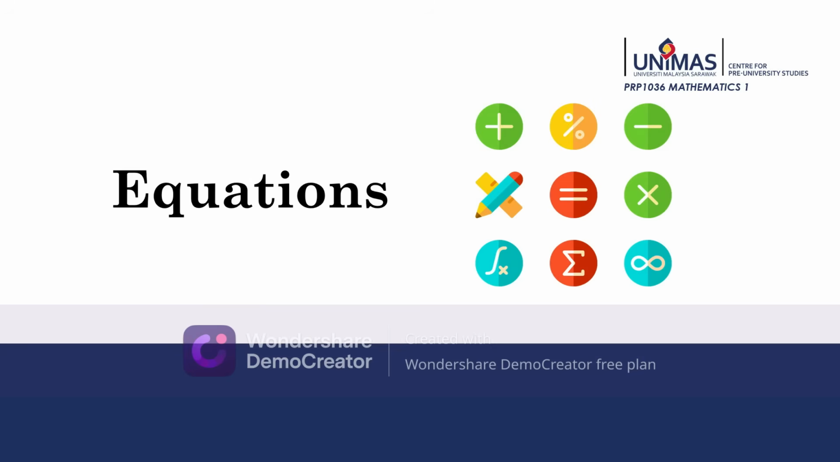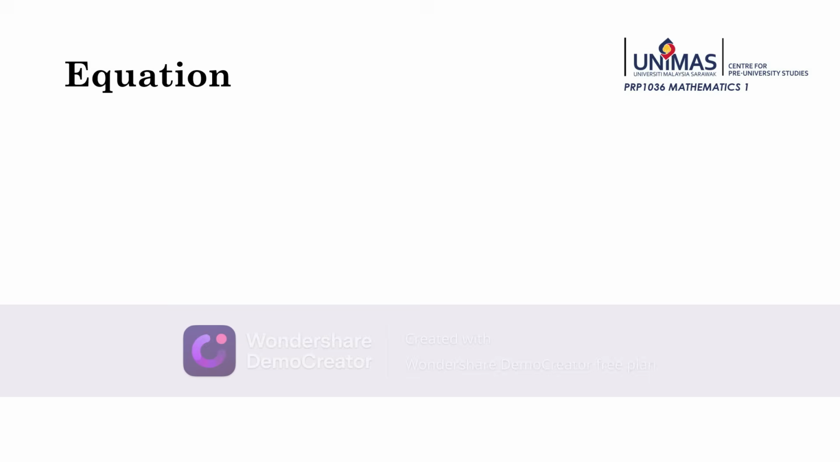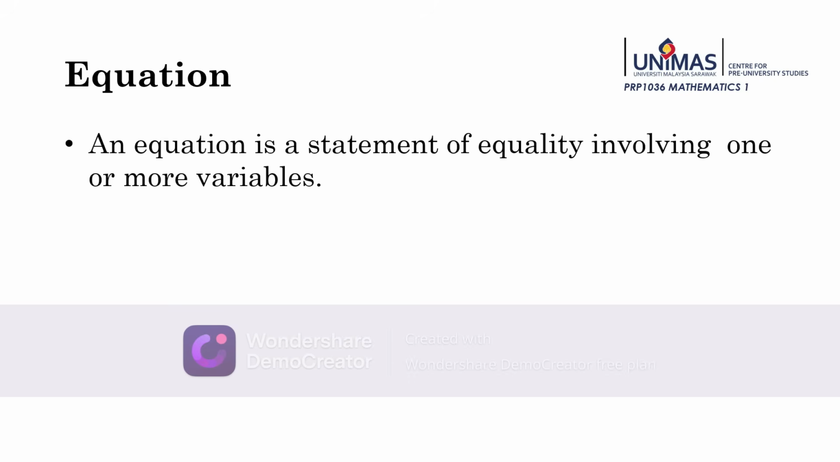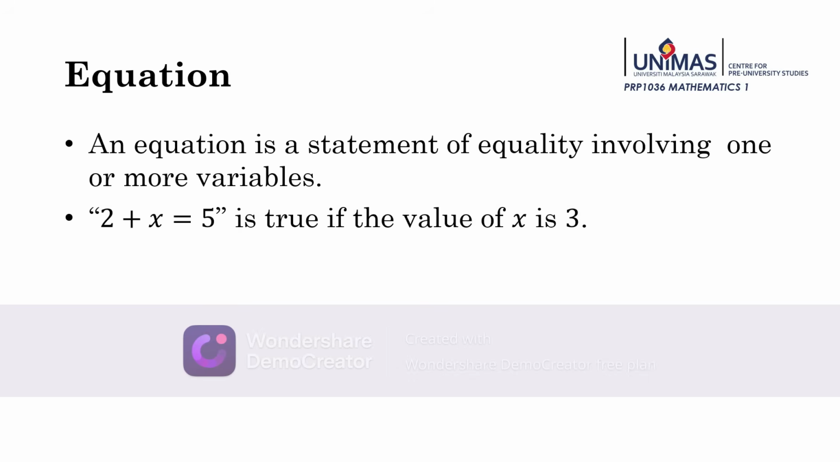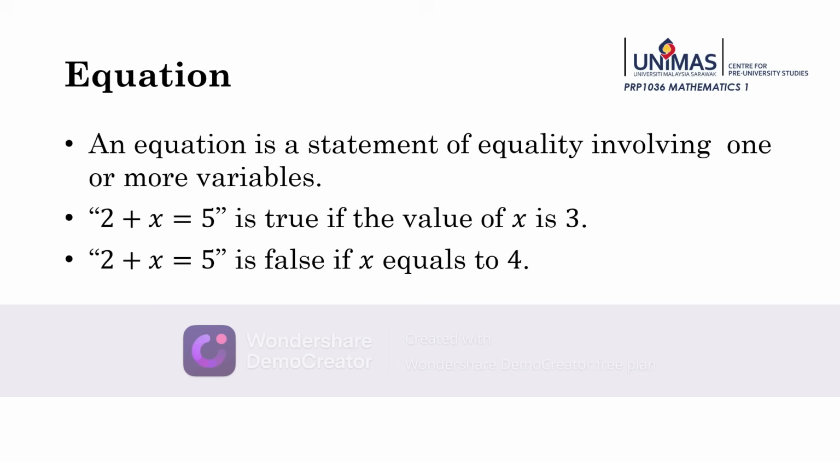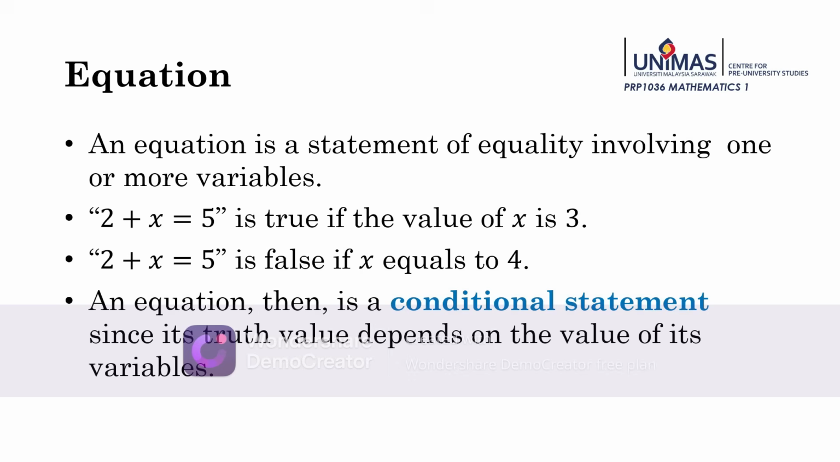Now we come to equation. What is an equation? An equation is a statement of equality involving one or more variables. For example, 2 plus x equal to 5 is true if the value of x is 3. On the other hand, 2 plus x equal to 5 is false if x equal to 4. So an equation is a conditional statement, since its truth value depends on the value of its variable.